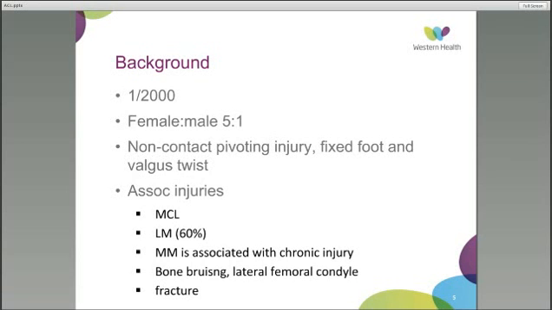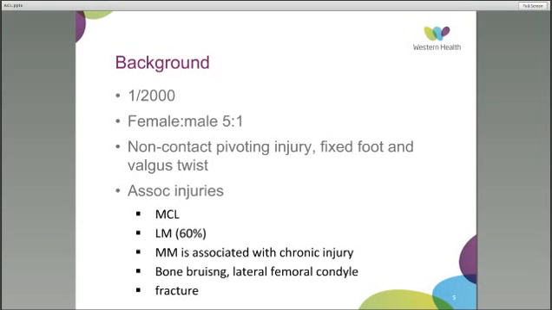So the presentation of an anterior cruciate ligament rupture: there's often an audible pop and a giving way of the knee associated with an immediate inability to weight bear, and acute swelling associated with a hemarthrosis.